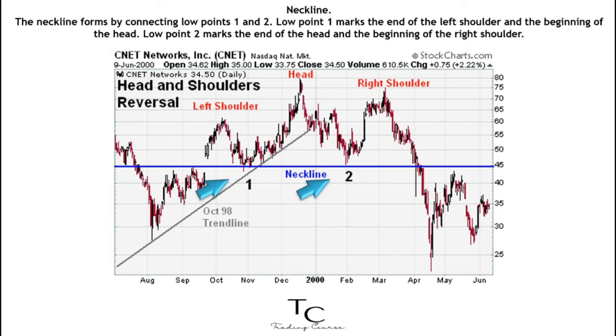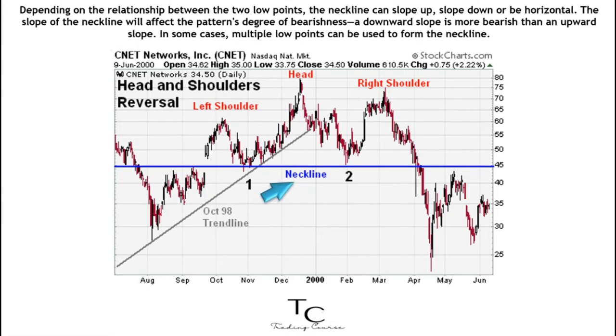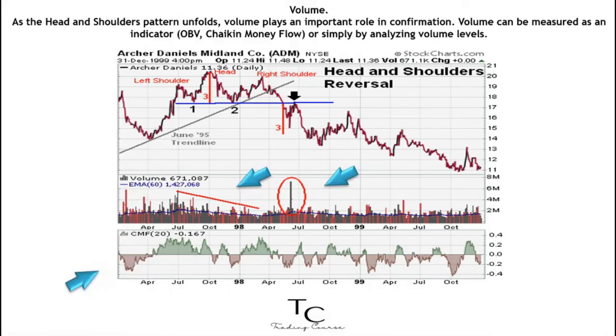Neckline. The neckline forms by connecting low points 1 and 2. Low point 1 marks the end of the left shoulder and the beginning of the head. Low point 2 marks the end of the head and the beginning of the right shoulder. Depending on the relationship between the 2 low points, the neckline can slope up, slope down, or be horizontal. The slope of the neckline will affect the pattern's degree of bearishness. A downward slope is more bearish than an upward slope. In some cases, multiple low points can be used to form the neckline.